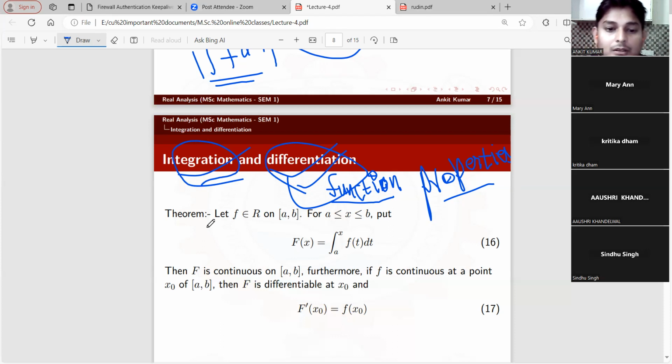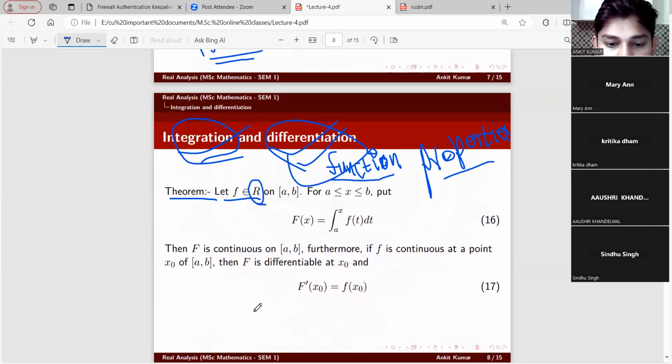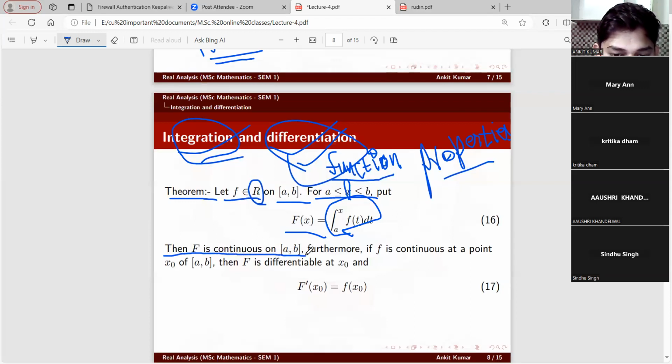Okay. Now, first theorem says that, what is the theorem? Theorem says that let f belong to R. If f is any Riemann Stieltjes integral on closed interval a comma b, and x is any point between a to b, then capital F of x is equal to the integration from a to x of f(t) dt. Suppose we have a point x between a to b. Put capital F of x equal to the integration of a to x of f(t) dt, then capital F is continuous on closed a comma b.